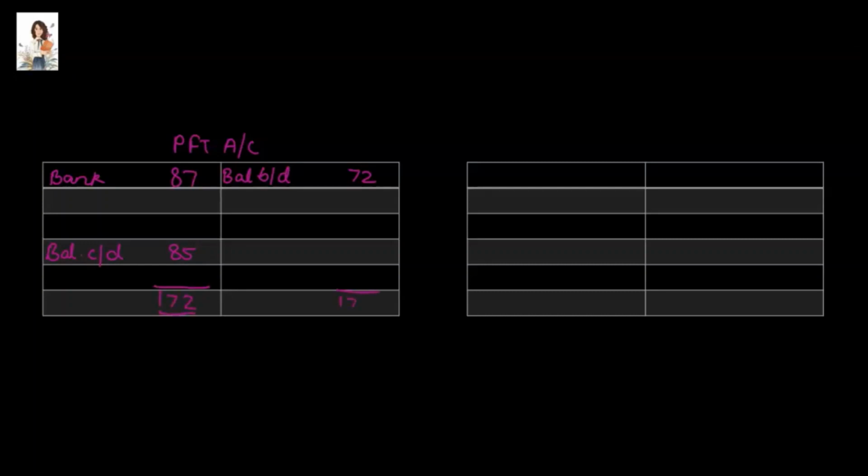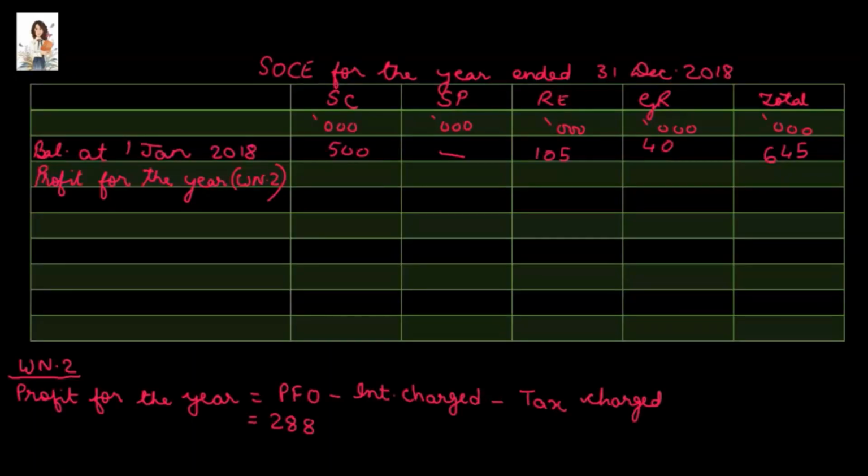$172,000 on each side. We are left with a balancing figure of $100,000, which is nothing but the taxation that has been charged to the income statement during the year. This is our tax expense for the year. So in our working note 2, we will write down minus 100 for tax charge.